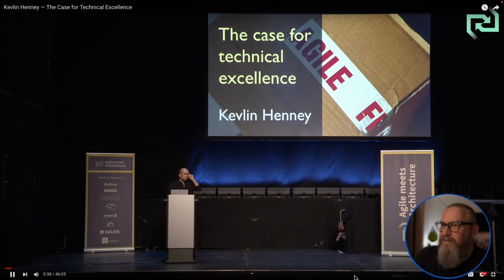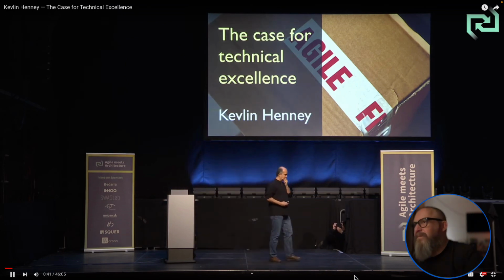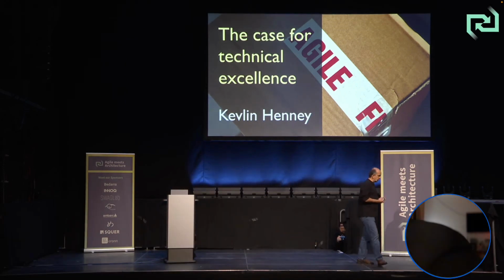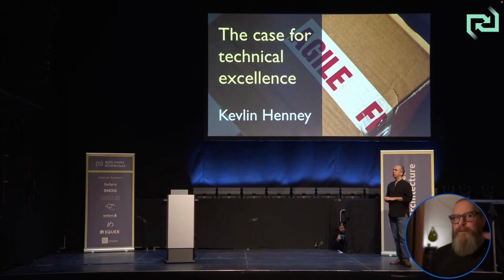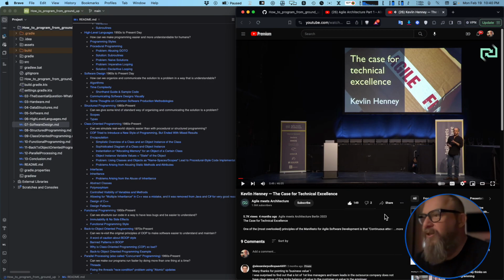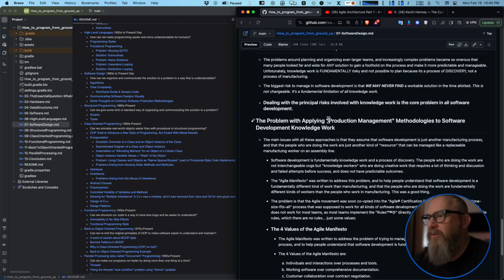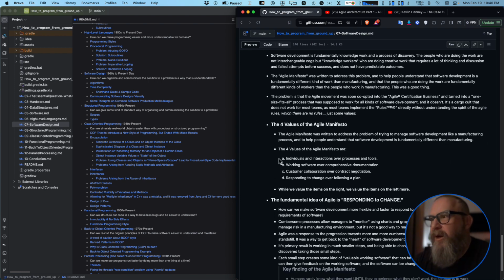So what are we here to talk about? I guess Agile. So I want to talk about the case for technical excellence. This is a phrase that pops up in the Agile Manifesto, but it's quite well hidden. By the way, I should give you the Agile Manifesto real quick. It's right here. It's such a huge document. The 4 values. It's just values.